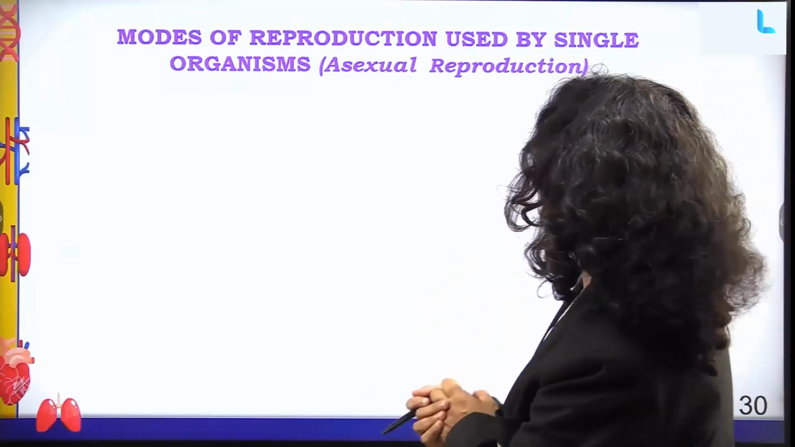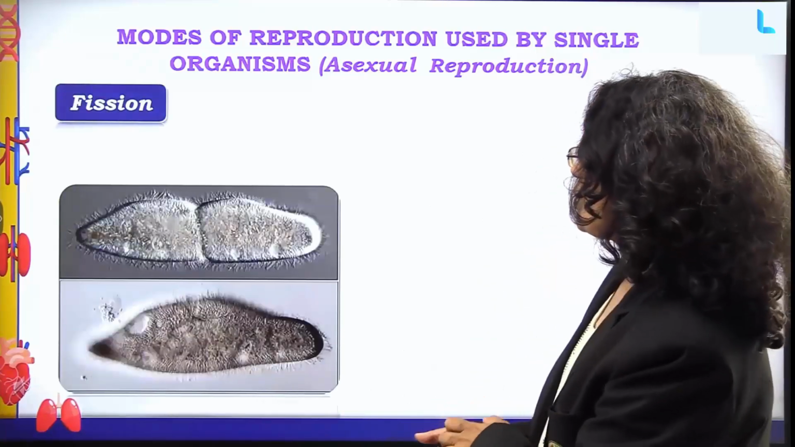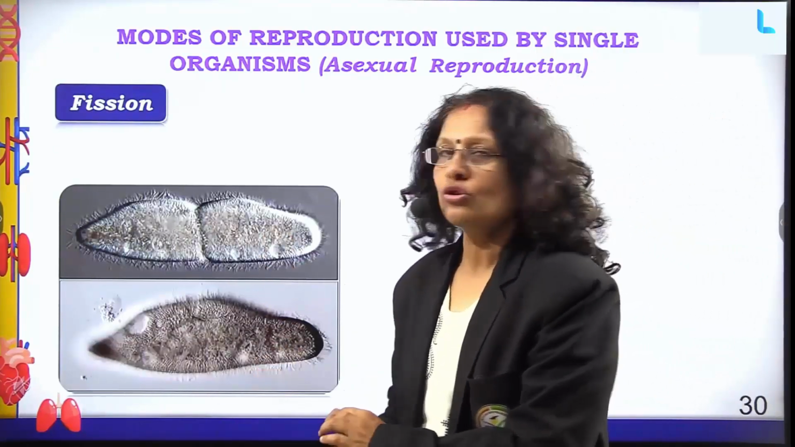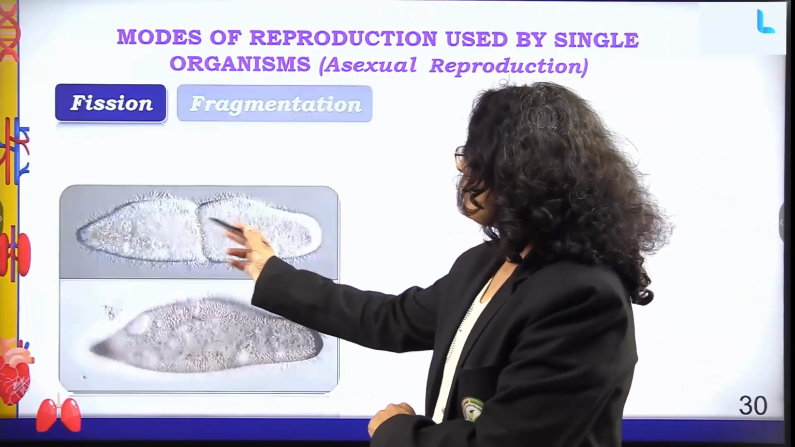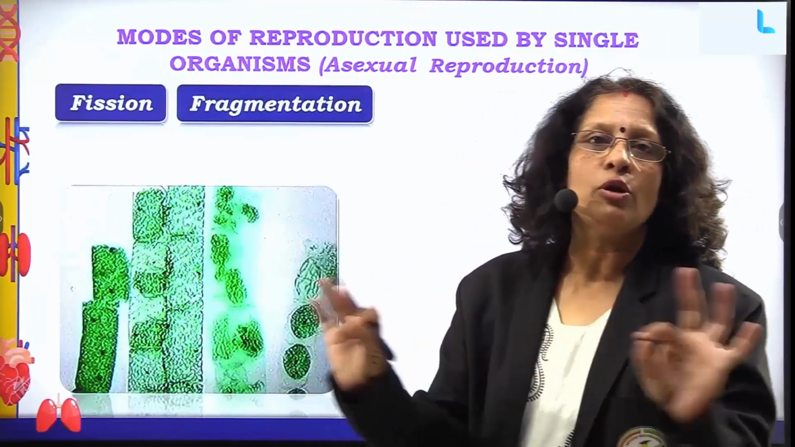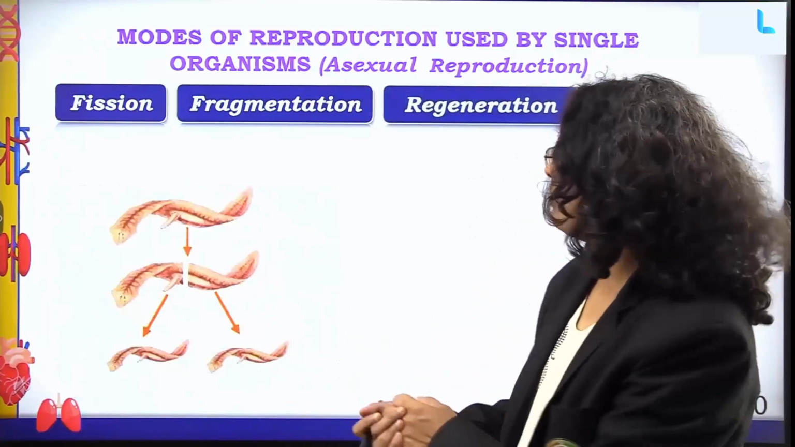So, the mode of reproduction used by a single organism. First we will see asexual reproduction. How asexual? Like we can see here, this is called paramecium. It looks like a foot, and it is a single mechanism. The body will only divide into two, and those two will again divide like that multiple times.